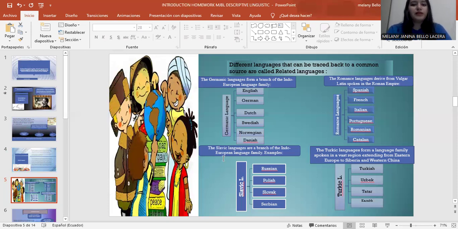The Slavic languages are a branch of the Indo-European language family. We have Russian, Polish, Slovak, Serbian, etc. In the Turkic languages, we have Turkish, Uzbek, Tatar, Kazakh, etc.